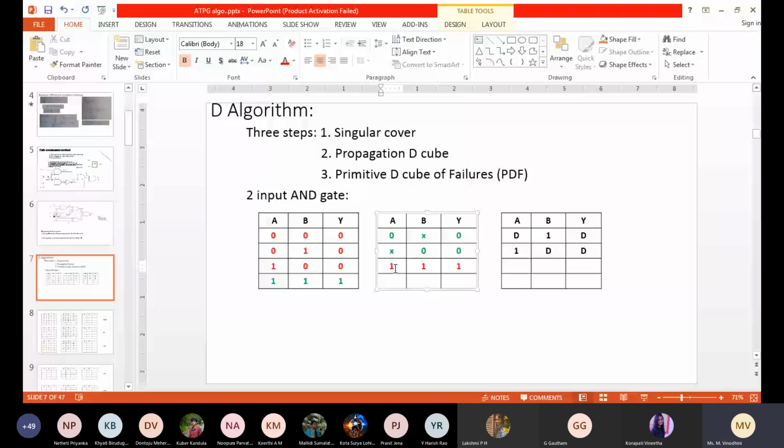1/0 is D, right? At the place of 1, if we are getting 0, we will represent it as D. So 1/0, I'm taking it as D. 1/X, X can be anything, so I'm considering it as 1. 1/0, I'm considering it as D. Similarly, now I'm comparing third with the second one. 1/X as 1, 1/0 as D, 1/0 as D.